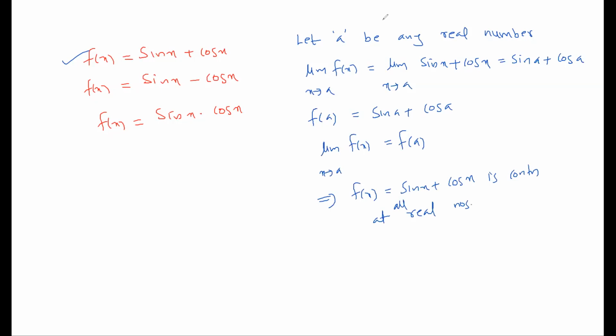In the other method also we can show it. f of x is equal to sin x plus cos x. So how will we use the left hand limit and right hand limit here? So let a be any real number. I'm going to find the left hand limit. Left hand limit means the limit of the function sin x plus cos x, where you are approaching a from the left side.